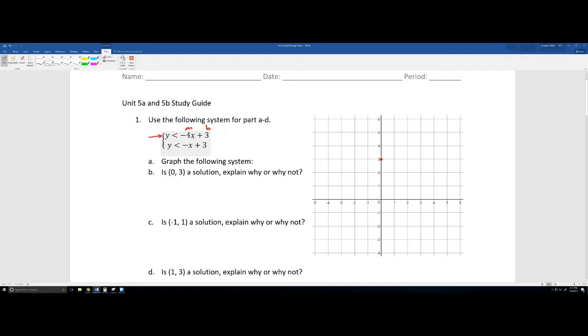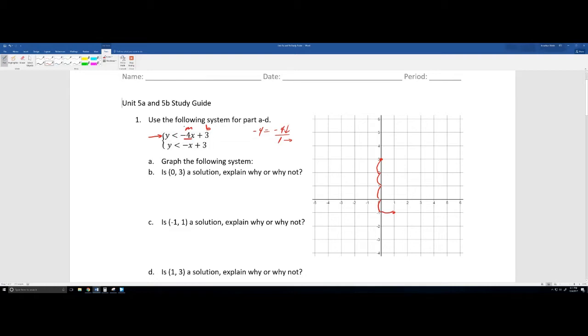Because again our rate of change is negative 4. So that means down 4, because negative 4 equals negative 4 over 1. All right, so you go down 4, and then run 1. Okay, so go down 4: 1, 2, 3, 4, over 1. So that will be our second point.